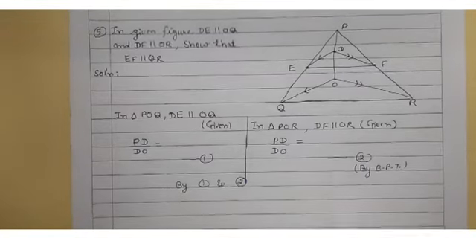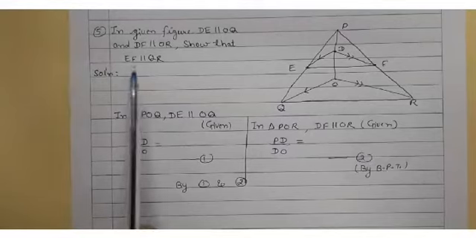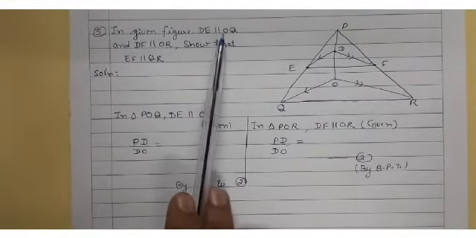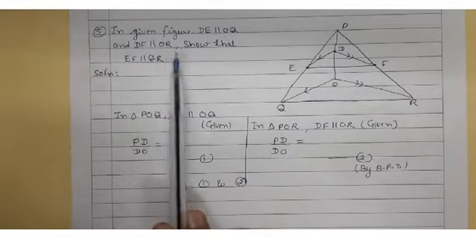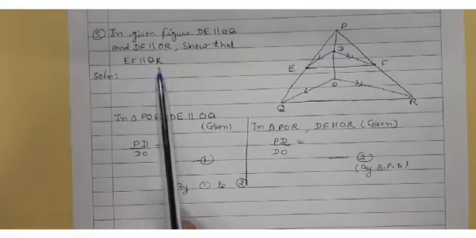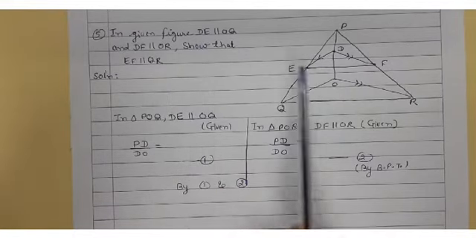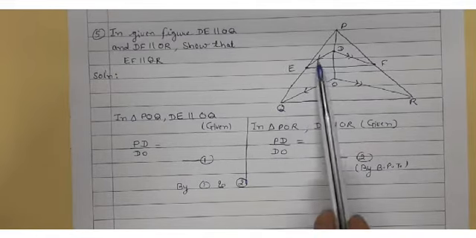Yes, question number 5. In the given figure, DE is parallel to OQ and DF is parallel to OR. Then show that EF is parallel to QR. Again, I am explaining. See here, DE is parallel to OQ. That is why it has one arrow.